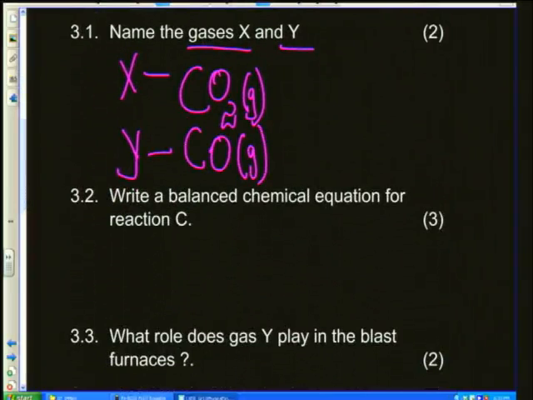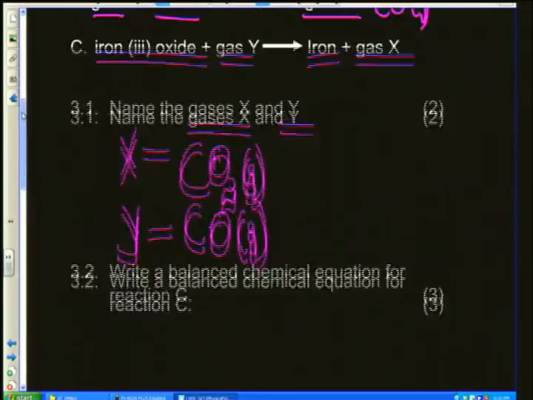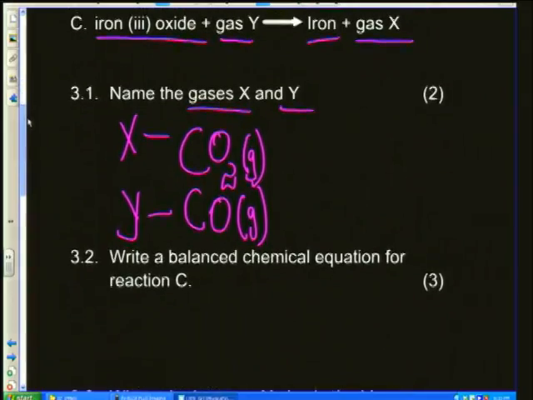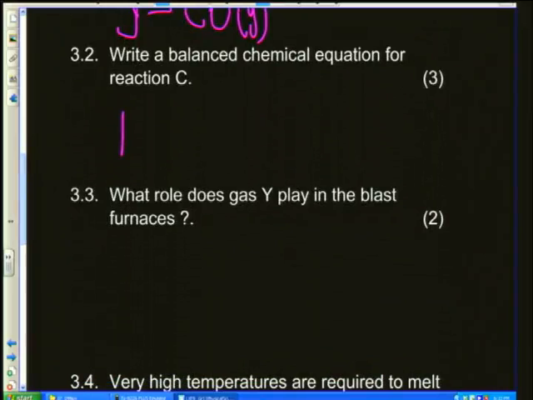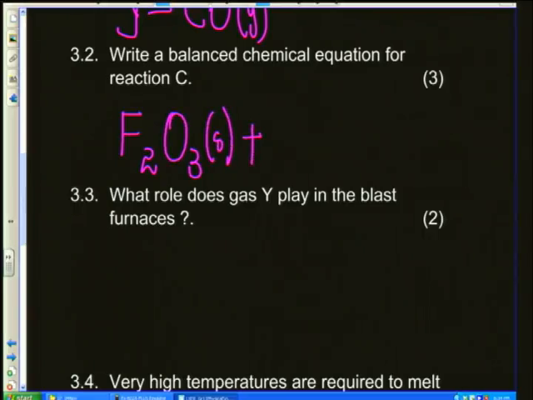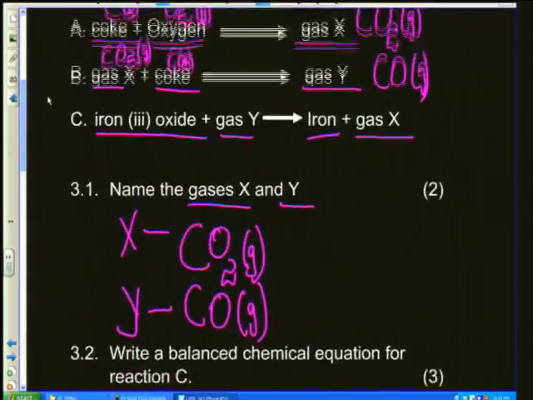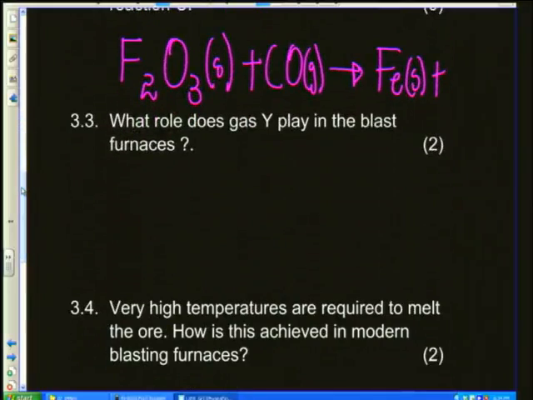They say now, quickly, write a balanced chemical equation for reaction C. Let's quickly go back and look at reaction C. There we've got iron(III) oxide plus gas Y to give us iron plus gas X. So we have iron(III) oxide, that's solid, plus, they are saying it is mixed with gas Y, which is carbon monoxide gas. And that gives us iron, which is Fe, solid, plus gas X. Which gas is gas X? Yes, you get it right. That's carbon dioxide, CO2 gas. That's what we have got.